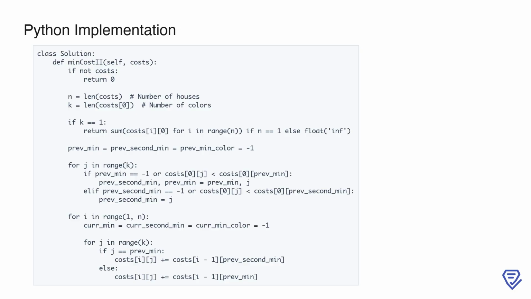Now, we initialize three variables, prev_min, prev_second_min, and prev_min_color. These will help us track the smallest and second smallest costs from the previous house, as well as the color index associated with the minimum cost. For the first house, we determine the initial prev_min and prev_second_min by iterating through the available colors and comparing the costs. This sets up the groundwork for the main logic to process subsequent houses.